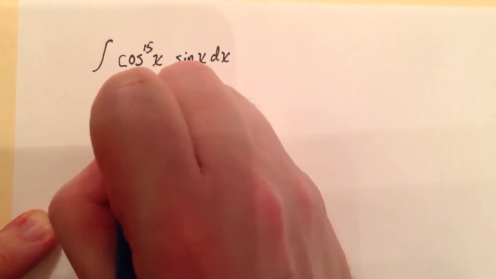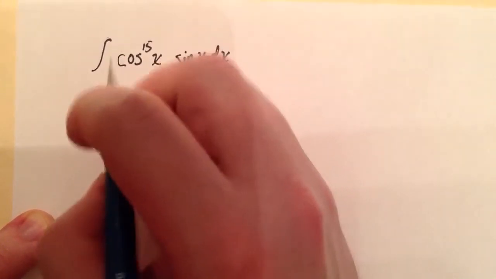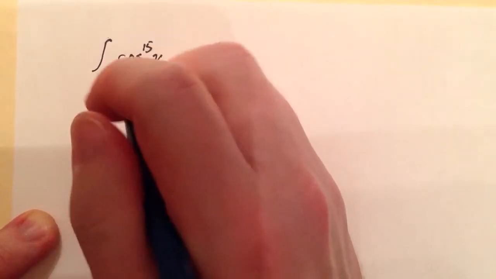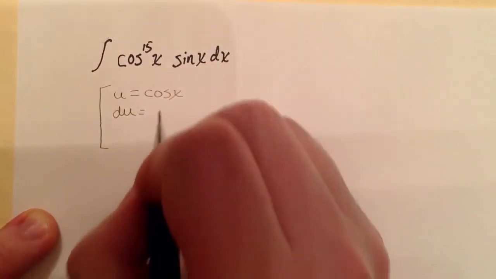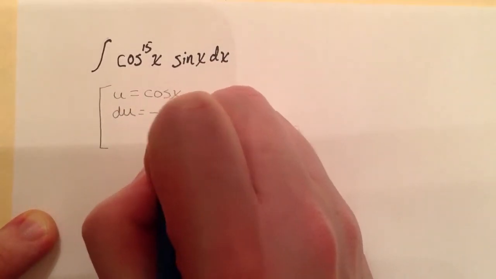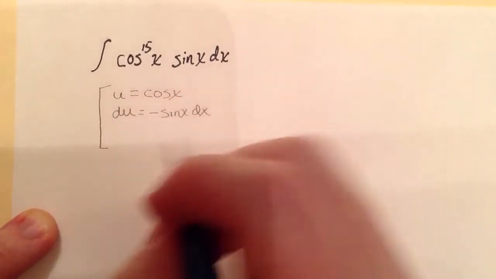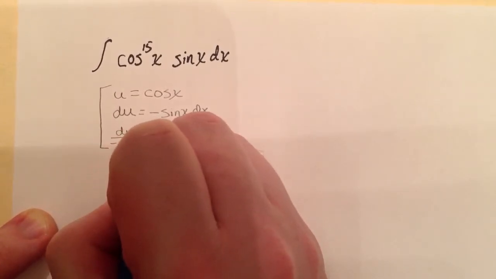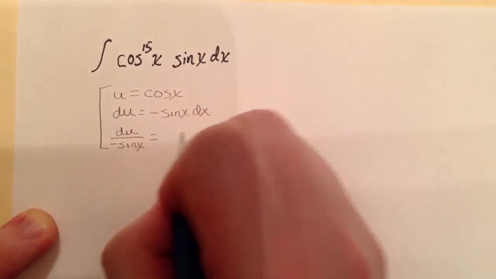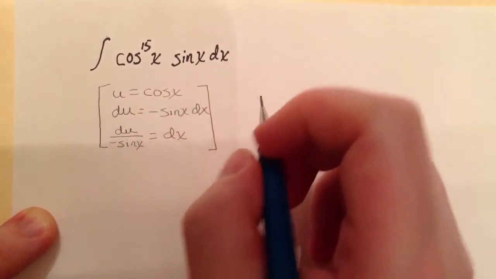Okay, and so if we set u equal to the cosine of x, again we're going to have that du will be equal to the negative of the sine of x dx, whereupon we have the reciprocal of the negative of the sine of x du is going to replace dx.